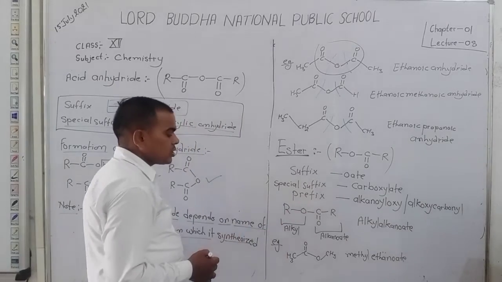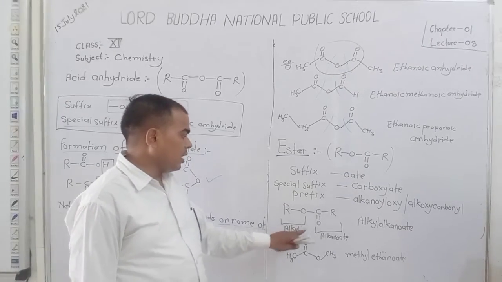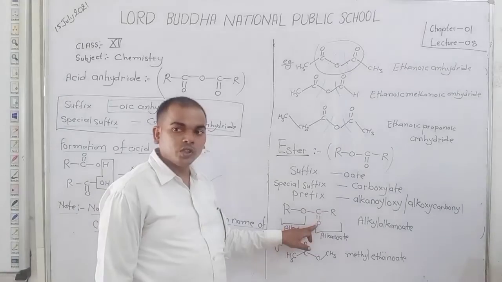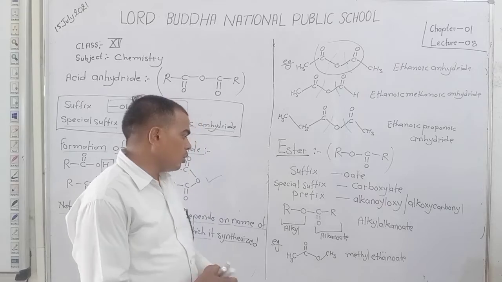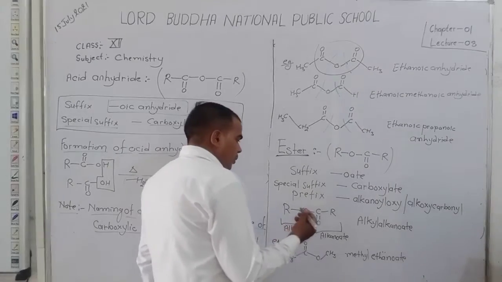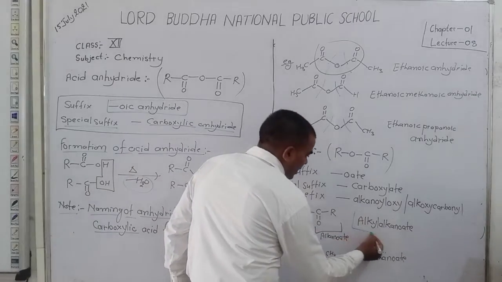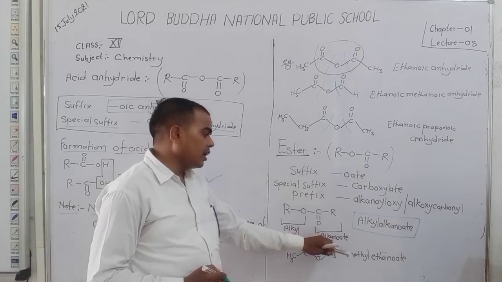Okay, student. For naming an ester, the alkyl group which is attached to the oxygen in the ester is named as alkyl, and the alkyl group which is attached to the carbonyl, that is CO, is known as alkanoate. So the writing format of the name is alkyl alkanoate. First write alkyl, then alkanoate.